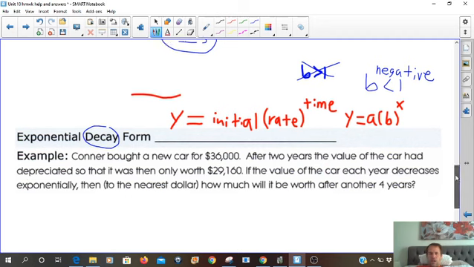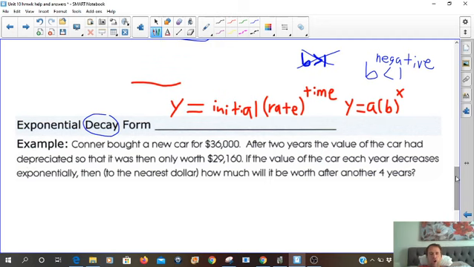Let's see here. So Connor bought a new car for $36,000. After 2 years, the value of the car had depreciated, so it was only worth $29,160. Womp, womp, womp. Yeah, don't buy new cars. If the value of the car each year decreases exponentially, how much will it be after 4 years?